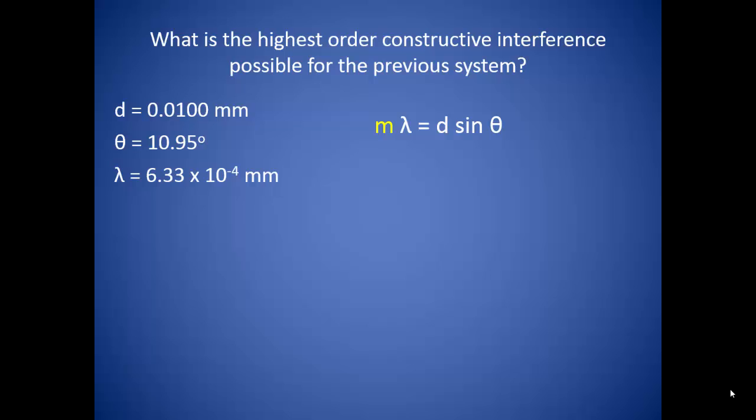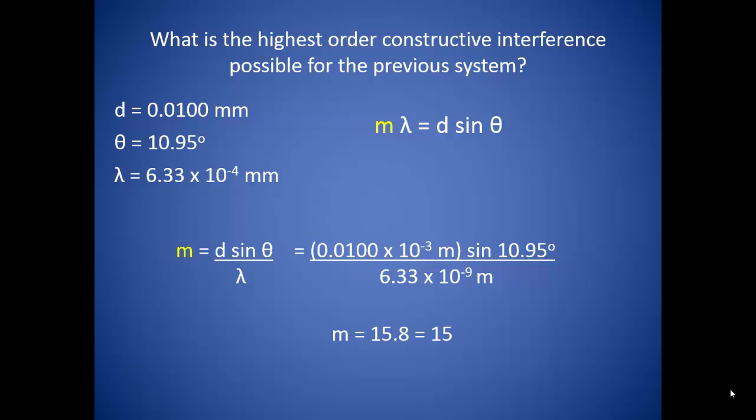So what is the highest order constructive interference possible for the previous system? Interference patterns do not have an infinite number of lines, and the maximum number of fringes depends on wavelength and slit separation. So solving for m, we can find a value of 15.8. And since we can only have whole number integers, the largest integer we have is 15.